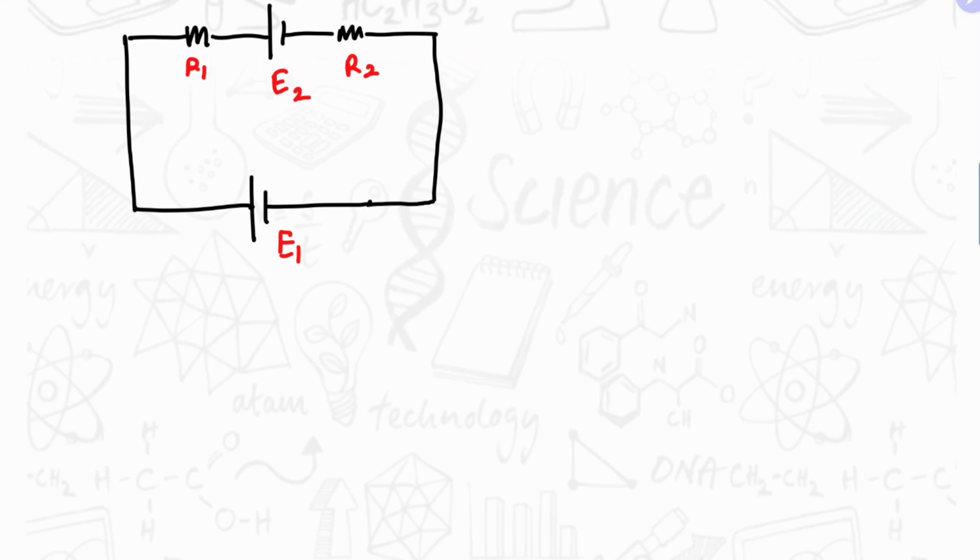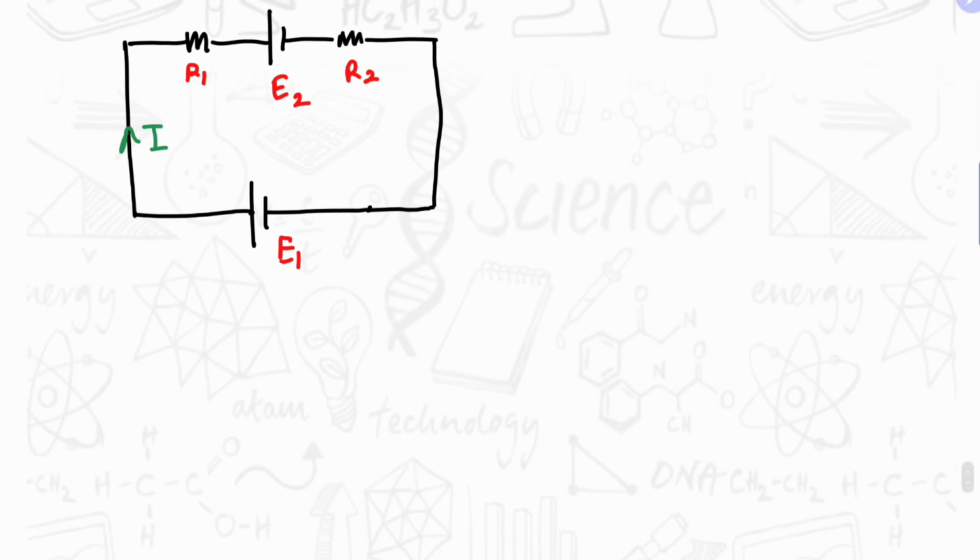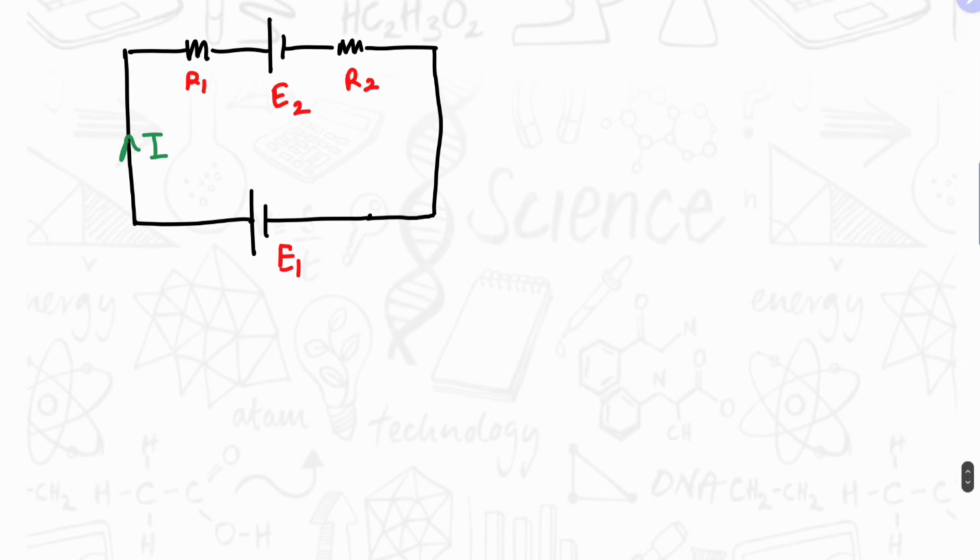Now let's apply those steps to this circuit. First, we have to mark the current. Let's say this is I. And now we have to mark the increment in potential. So if we consider this cell, the potential will increase from the negative terminal to the positive terminal. This is the negative terminal and this is the positive terminal. So the potential will increase from negative to positive. And similarly for the cell E2, the potential increment is from negative terminal to positive terminal.